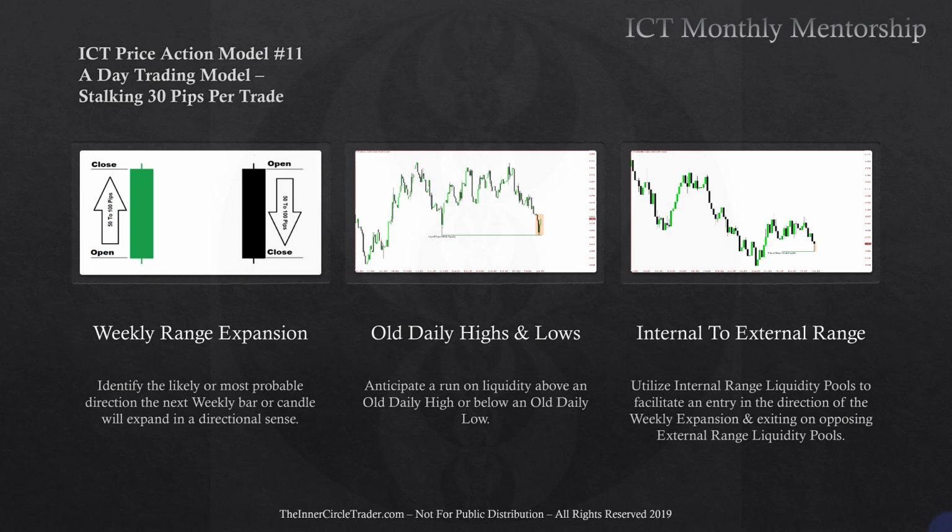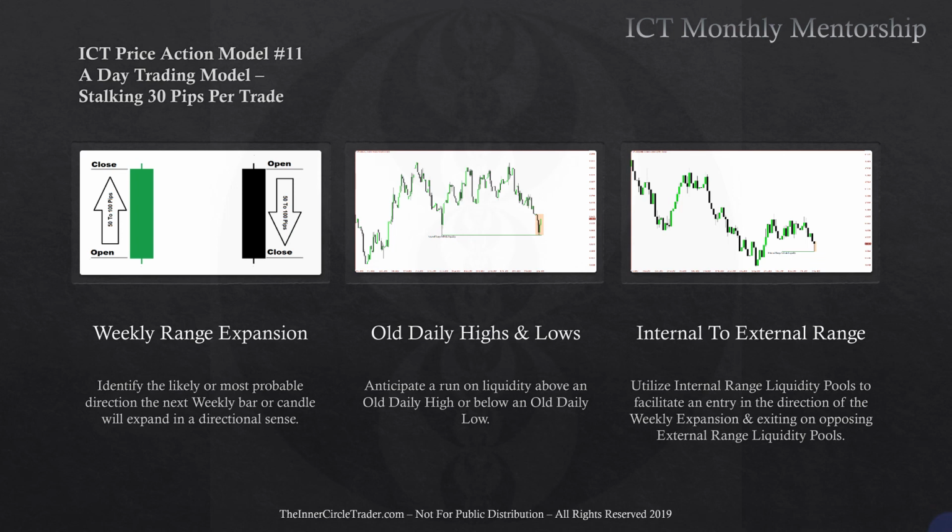So we're going to be utilizing internal range liquidity pools, and that is like a fair value gap, a void, a BISI, SIBI, something of that nature, where you get a single pass through on price, higher or lower. It will look to rebalance that. And we're going to be using that to facilitate an entry in the direction of the weekly expansion and looking to exit on an opposing external range liquidity pool.